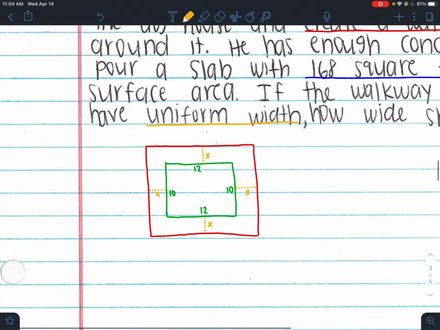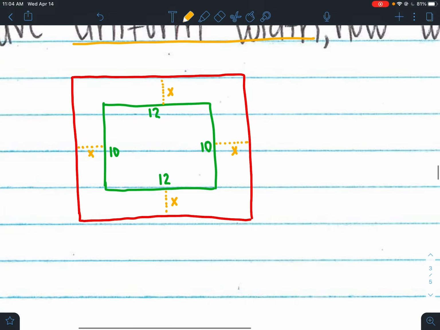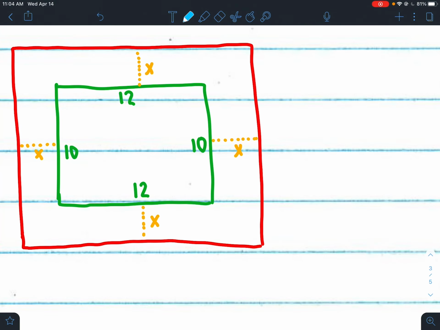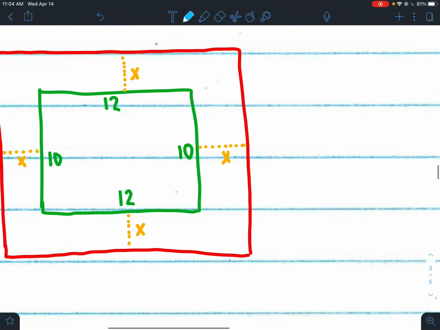Why am I doing that? Well, I need to figure out what the length and width of this entire concrete slab is going to be. So let's find the width of the concrete slab. We want to figure out the dimension for this measurement of the width. Well, we know that this middle section right here is 10 feet long.